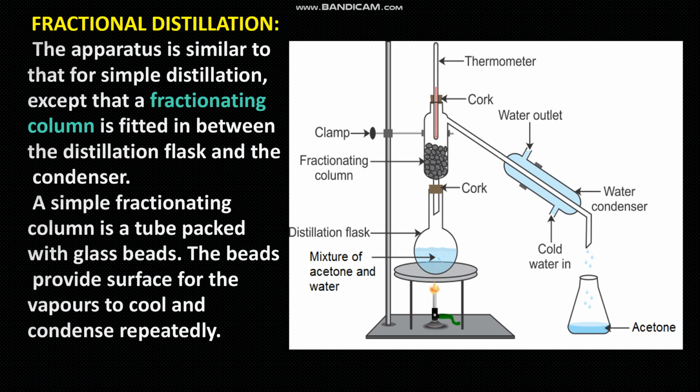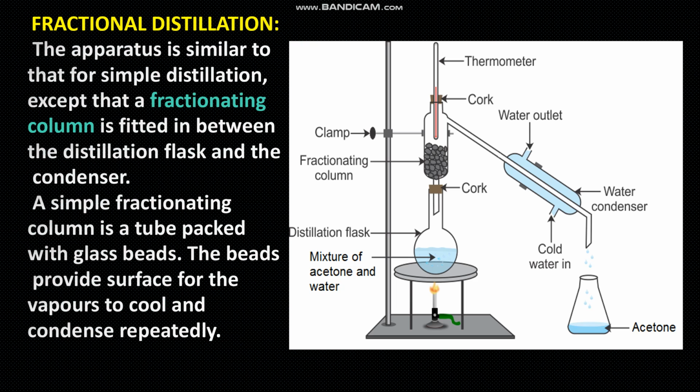Let us see how it is done. The apparatus is similar to the distillation. The only difference here, we can see one fractionating column is fitted in between the distillation flask and the condenser. A simple fractionating column is a tube packed with glass beads. The beads provide surface for the vapors to cool and condense repeatedly.